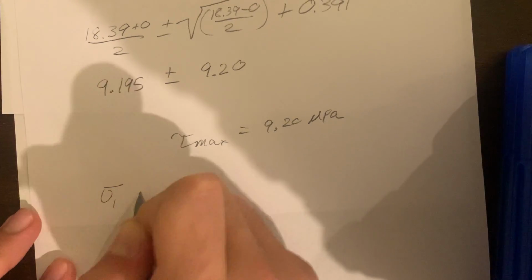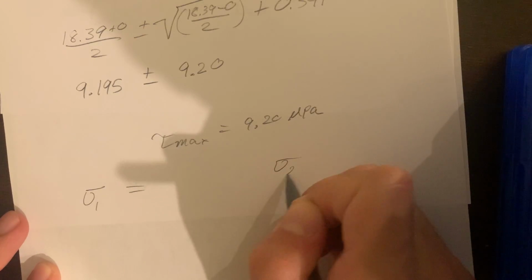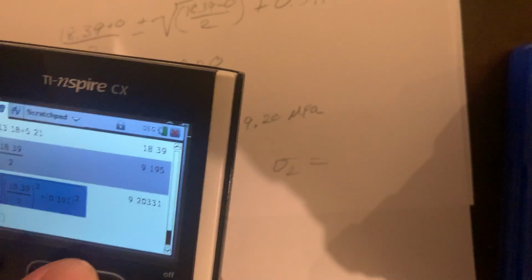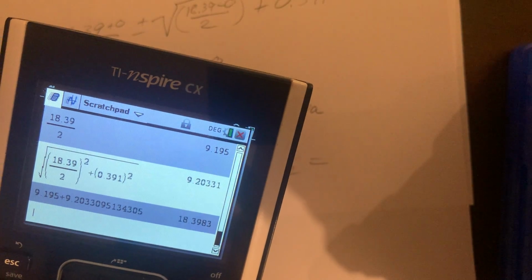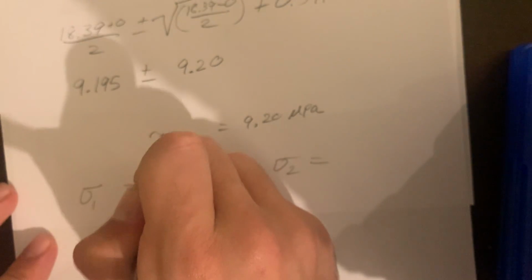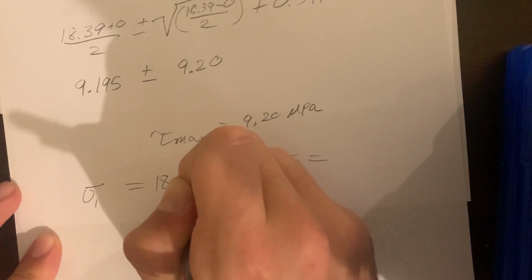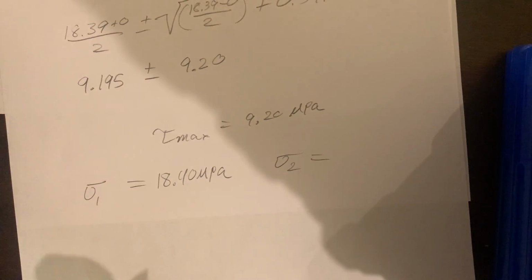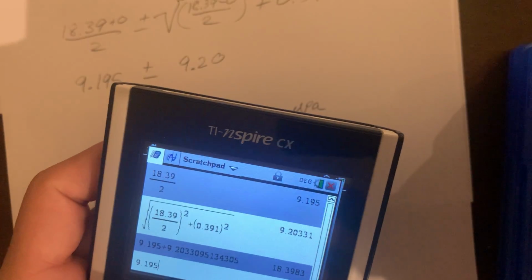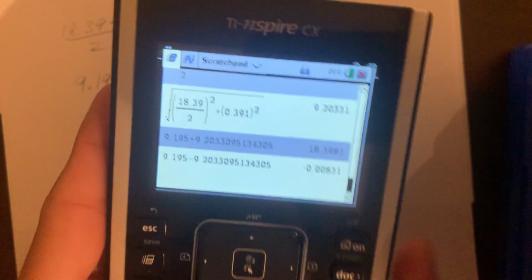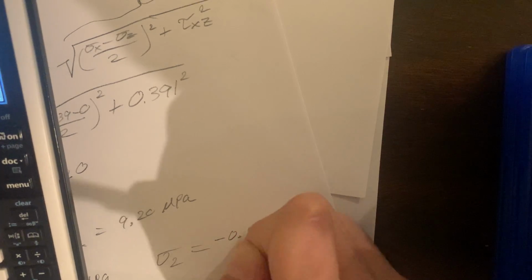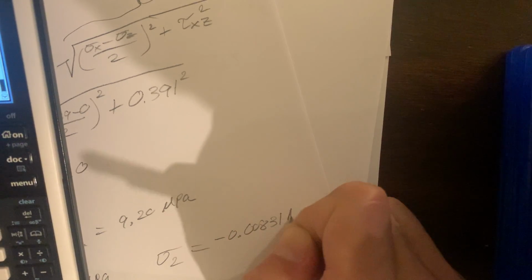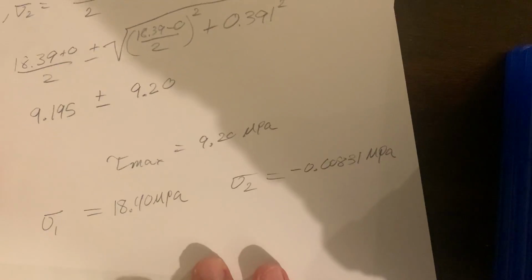And now sigma 1 is going to equal 9.195 plus 9.2, 18.4 megapascals. And then if we take these two and subtract them, we're left with negative 0.00831 megapascals, negative 0.00831 megapascals. And there we go.